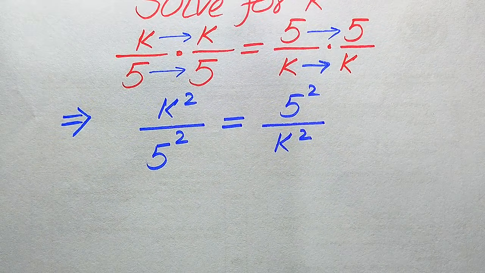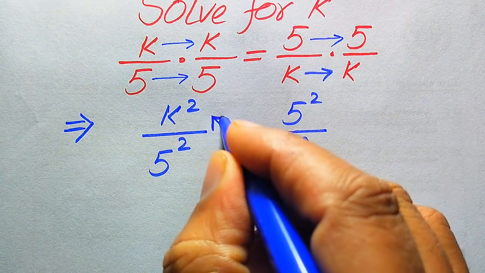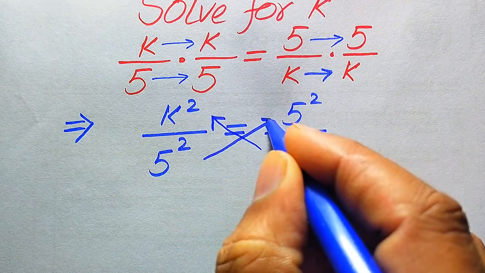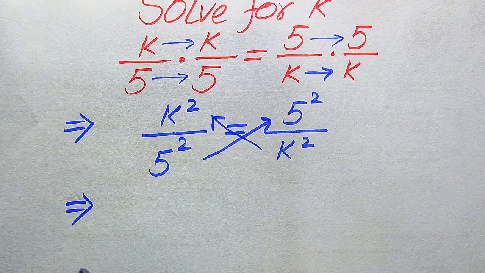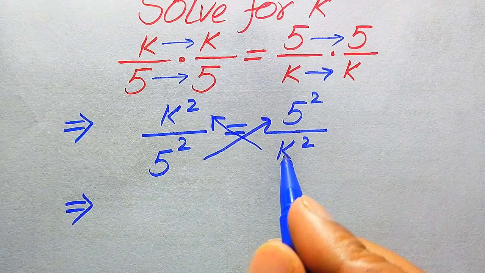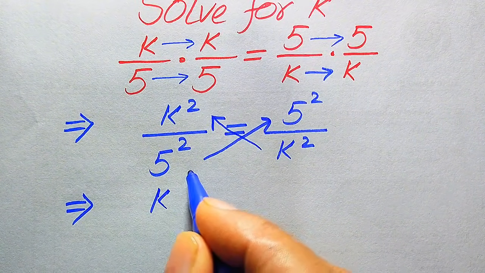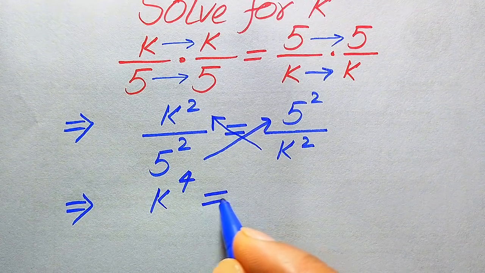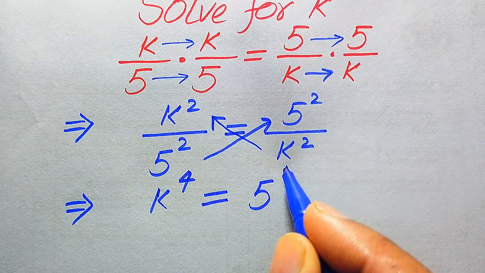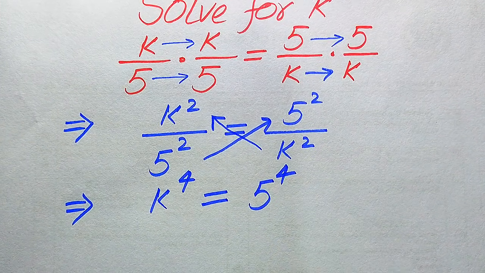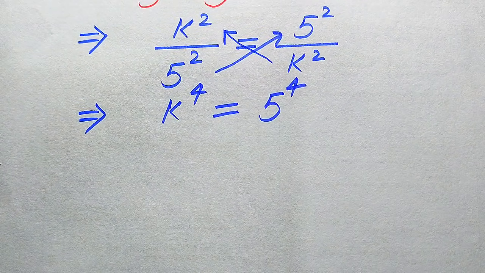And further in the next step we need to cross multiply the terms, and we move this k square to the left hand side and this 5 square to the right hand side. After cross multiplication, it will be written as k square multiplied by k square becomes k to the power of 4 is equal to 5 square multiplied by 5 square becomes 5 to the power of 4. And now you see here this equation becomes a fourth order equation.